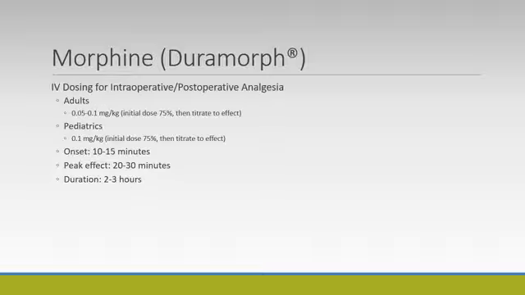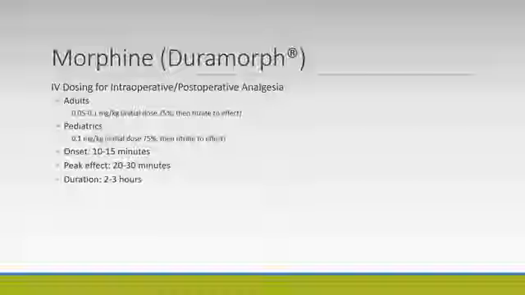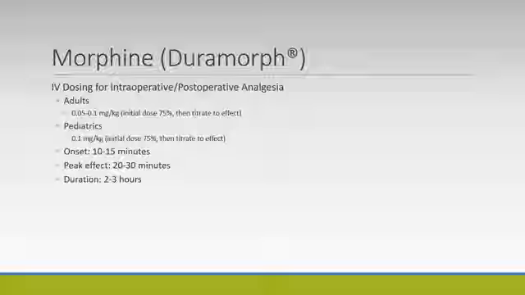Here we can see the IV dosing, once again for intraoperative or perioperative analgesia. You can see it's typically 0.05 to 0.1 milligrams per kilogram. One of the ways that I like to teach on how to give morphine, if we're going to use morphine, is we calculate our initial dose, and then we give about 75% of that, wait 10 to 15 minutes, and see what kind of effect we get. And then if it's not a strong enough effect, we go ahead and titrate in some more. The onset with IV is about 10 to 15 minutes, so it's actually pretty delayed, and the peak effect is about 20 to 30 minutes.